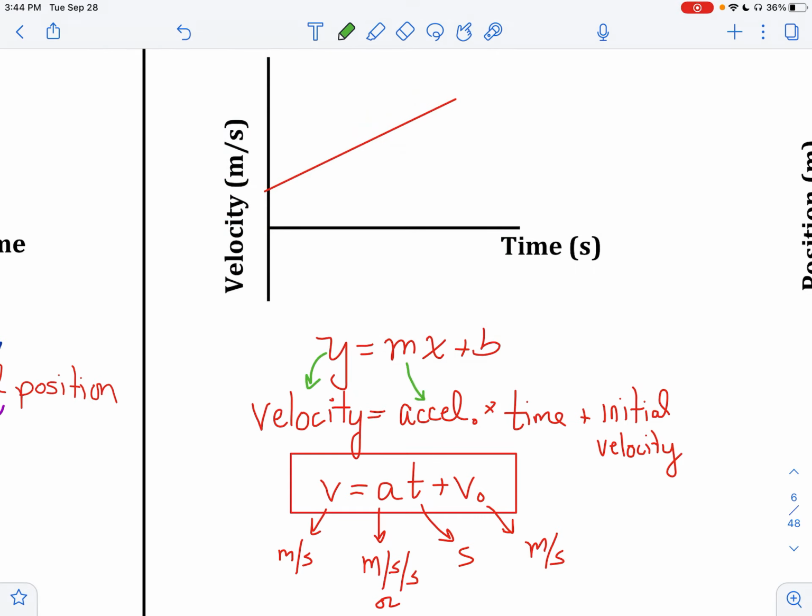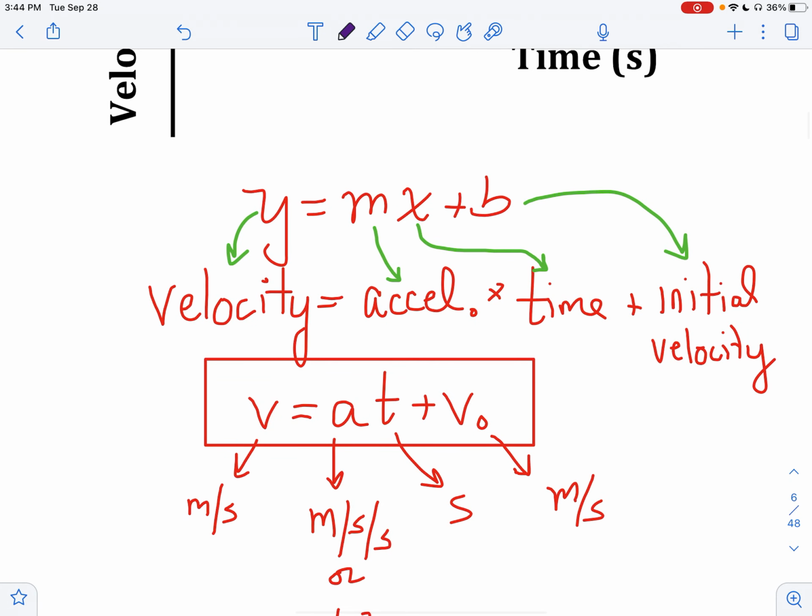For the x variable, now this is confusing because in math class they use x, we use x for position. The x variable in this graph is time, and the y-intercept is initial velocity. Now, again, we don't want to write out all those words every time. We say the words, but when we write it out, we can write v for velocity, a for acceleration, t for time, and v sub 0 or v naught for initial velocity.